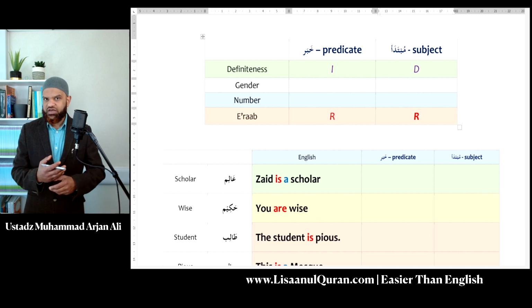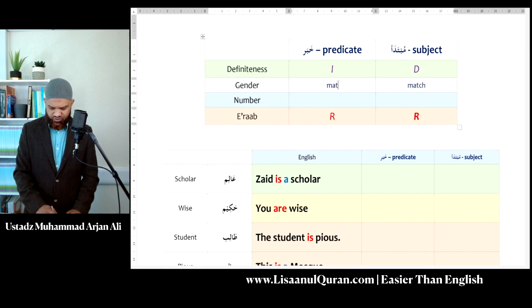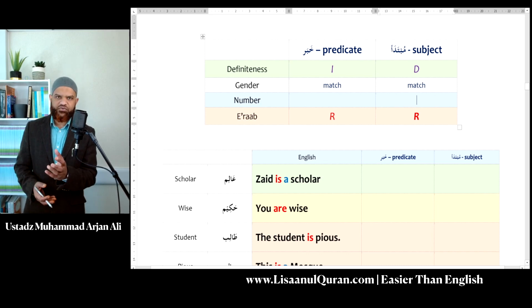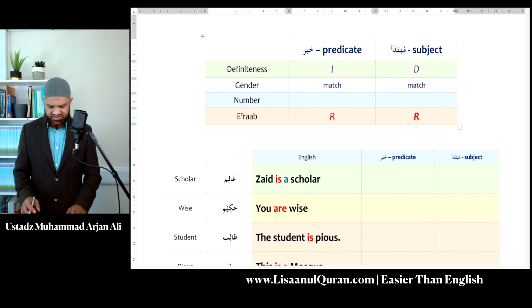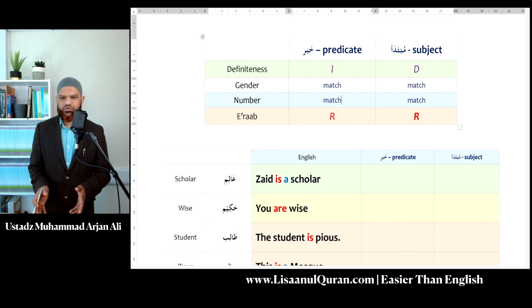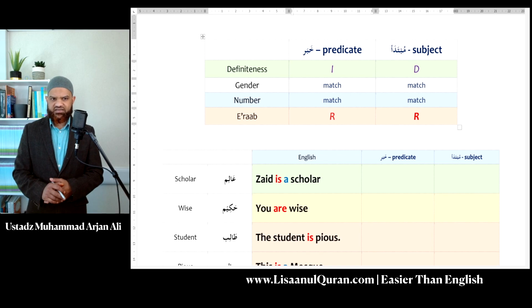I'm sure you're going to start asking, what about gender and number? Simply for now, all you need to note is that they match, or they should match. So what I mean by that is, if my subject is masculine, the predicate should be also masculine, and vice versa. If the subject is singular, the predicate should also be singular, and the same case for dual and plural. And that's all you need to know as far as forming sentences is concerned.